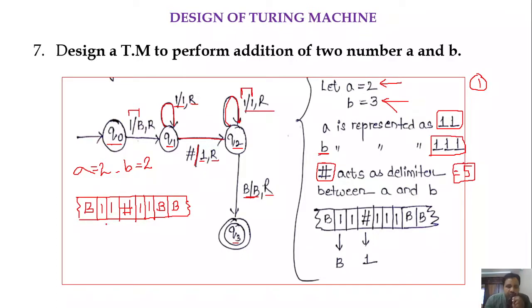So how we are doing here? Whenever we scan the first input as 1 in q naught, we replace that 1 with a blank and move the head towards right. Okay, so while moving the head towards right, we will keep that 1 as it is and still we move the head towards right. So we got 1, so we keep that 1 as it is and move the head towards right.